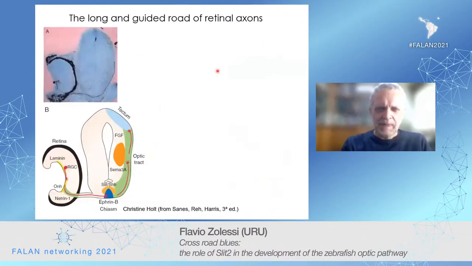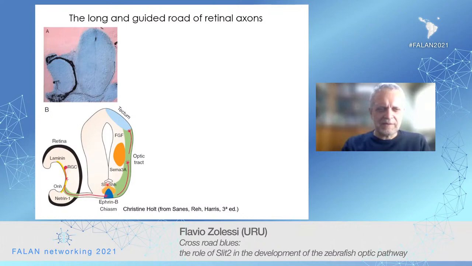How is this achieved? Essentially, we know now quite a good deal of information about the growth of the optic axons, but still there are many mechanisms we don't know. But we know that the path is rather long, and the axons have to cross many situations to eventually arrive at the tectum. And one important one is the optic chiasm.